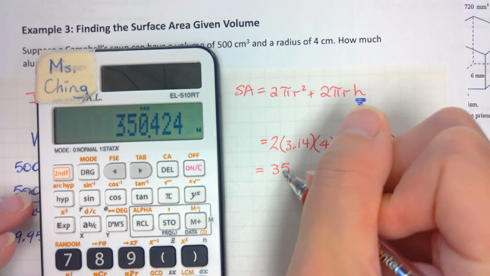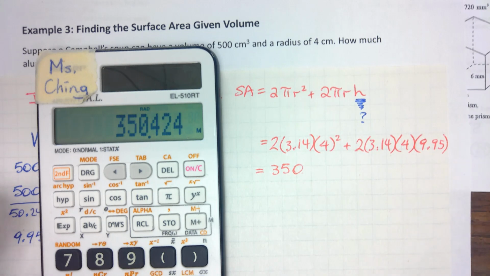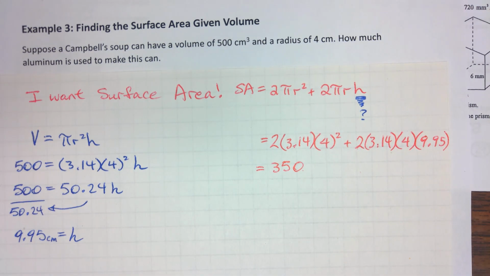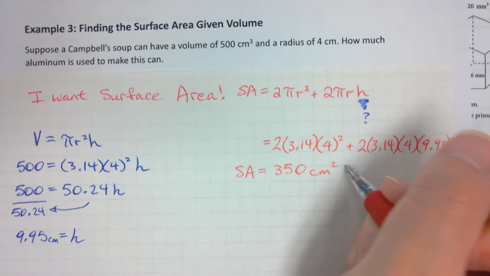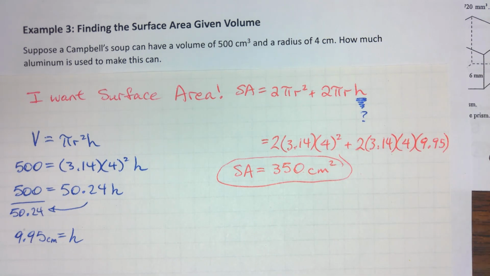And you get 350. We'll round it to 350. What's my unit here? Yep, centimeter square, because it's surface area. So therefore, you need 350 centimeters square worth of aluminum to make this can. All right. You don't have to write me a therefore statement. You can save some time, but I need to see units. All right. Any questions?